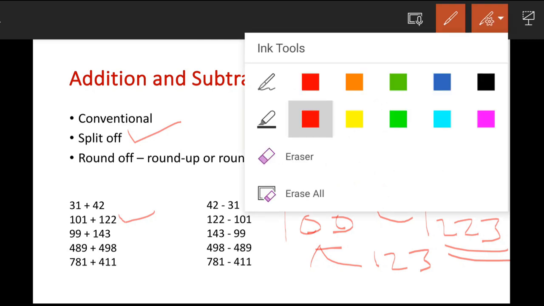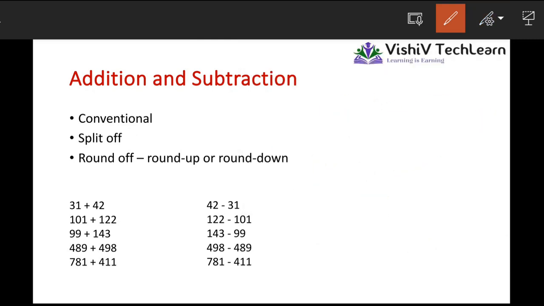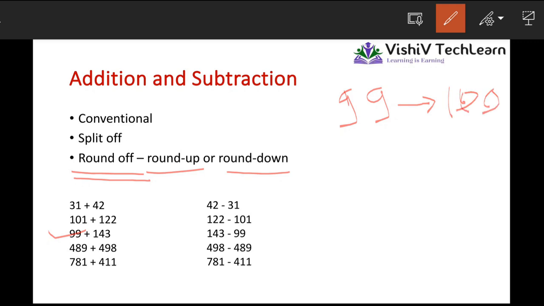Now let's talk about the round off method. In case of round off method, as the name suggests, we have to round up or round down the given figures. Let's apply this for the third example, 99 plus 143. Now 99 is very close to 100. If we add 1 in 99, we get the figure as 100. So that can be rounded off to 100.